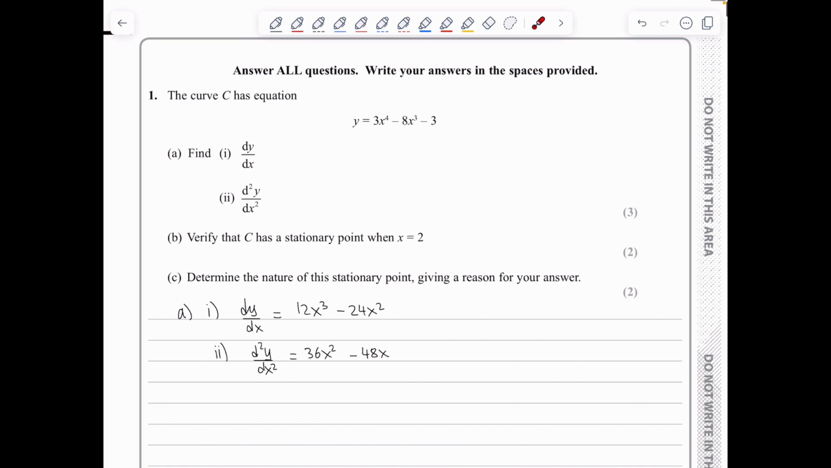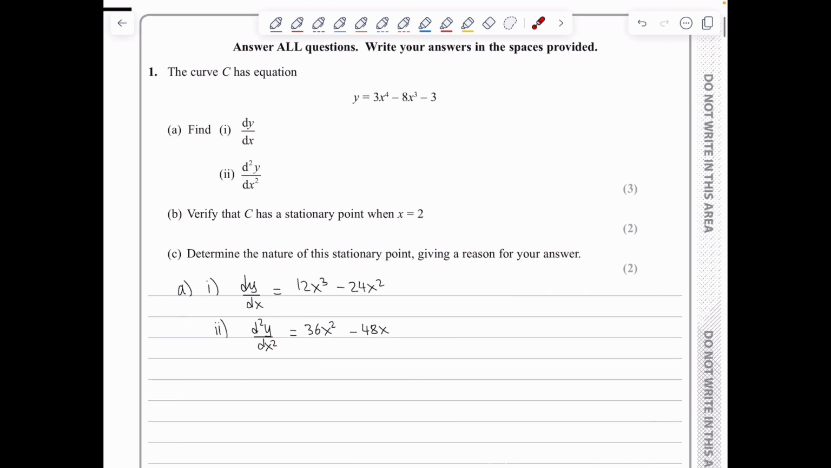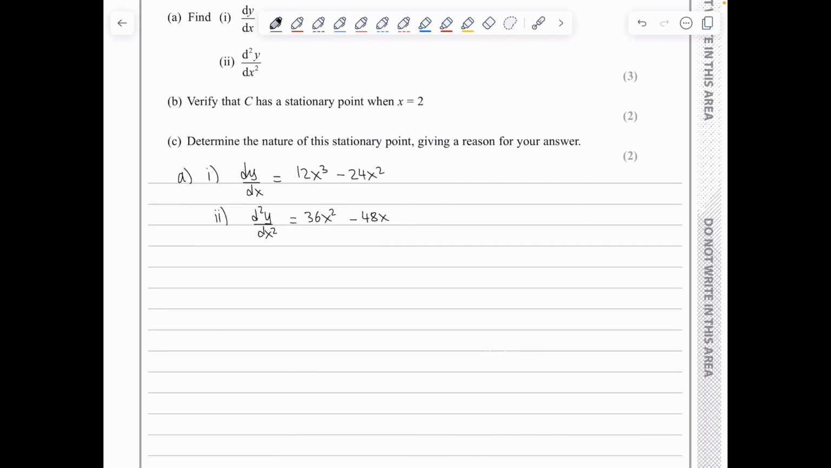We are then asked to verify that C has a stationary point when x is 2. We know that stationary points mean that the dy dx at this particular point must be 0. We have been asked to verify, so I'm just going to take x is 2 and substitute it into dy dx. So I will evaluate dy dx at x is equal to 2. So this leads to 12 times 2 cubed minus 24 times 2 squared, which gives an answer of 0. And therefore we conclude that C has a stationary point at x is 2.